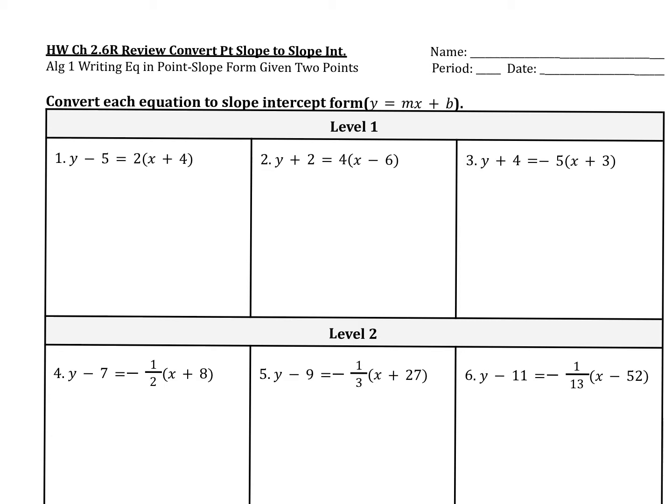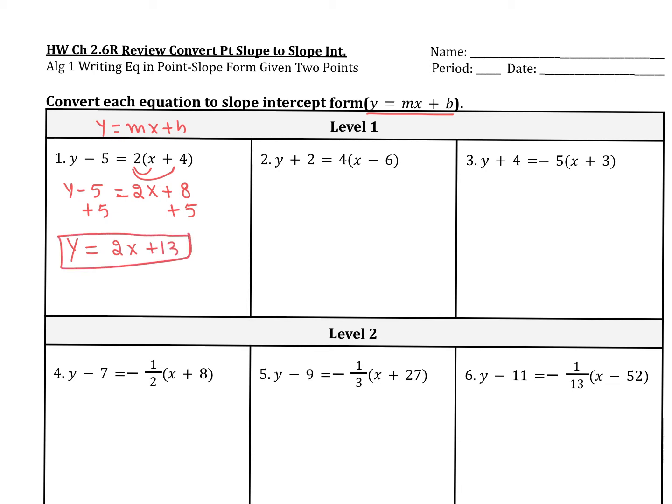Question number 1. To make it into slope intercept form, or y equals mx plus b, you're going to first distribute the 2 inside, and you're going to get 2 times x plus 2 times 4 is 8. You want to get the y by itself, so you're going to add 5 on both sides. You get y equals 2x plus 13, which is in the form of y equals mx plus b. Similarly, you're going to isolate y from each question.